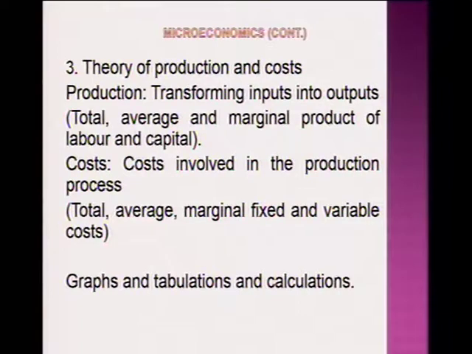Then we come to costs. Costs are those things involved in the production process, like I said earlier. And the cost also could be total, could be marginal, could be average, could be fixed, and could be variable. At this point, you need to be able to define and explain what these different costs are all about, as well as a simple calculation in the form of a table, which is in the text as well, and also in the tutorial later.